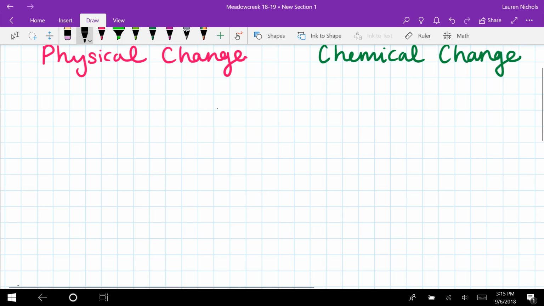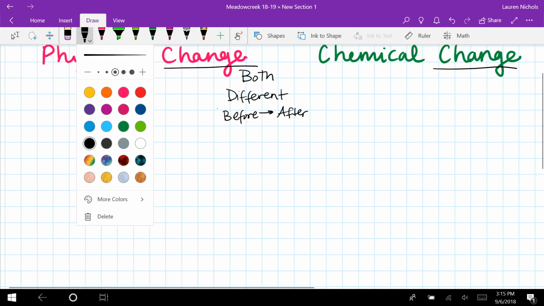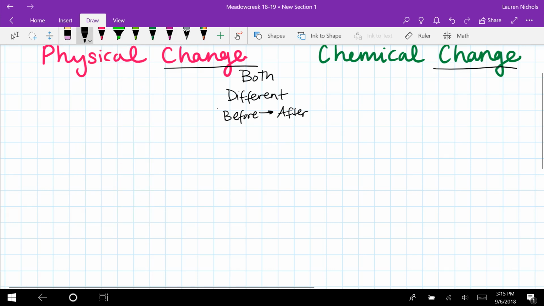One thing when we're talking about a change, if this was a Venn diagram, something they both have in common in the middle is that a change refers to something being different. There's a before the change happens and now there's something afterwards, and it's different from what it was before. A physical change is when something is different but the identity of the substance stays the same.